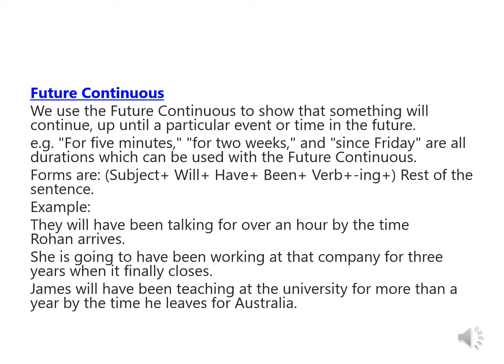Future continuous. We use future continuous tense to show that something will continue up until a particular event or time in the future. Example, for 5 minutes, for 2 weeks, and since Friday are all durations which can be used with the future continuous tense. The basic forms are the subject concerned plus will plus have plus been plus verb with the ing form with the rest of the sentence.